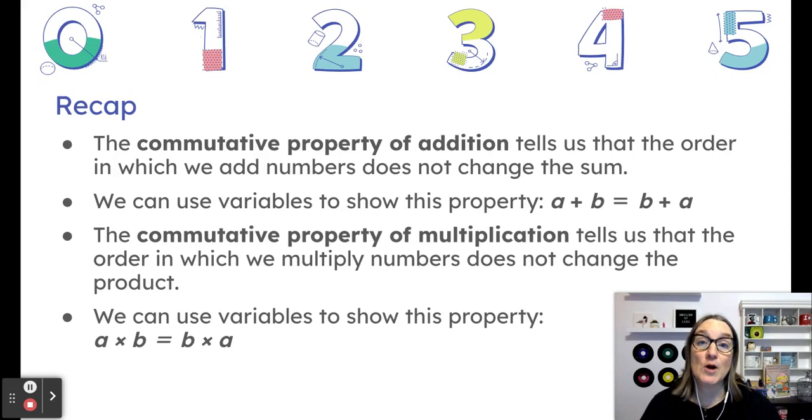The commutative property of addition tells us that the order in which we add numbers does not change the sum. And we can use variables to show this property. A plus B equals B plus A. And the commutative property of multiplication tells us that the order in which we multiply numbers does not change the product. Again, we can use variables to show this property. A times B equals B times A. And with that, I think we are well on our way to a solid understanding of equality.